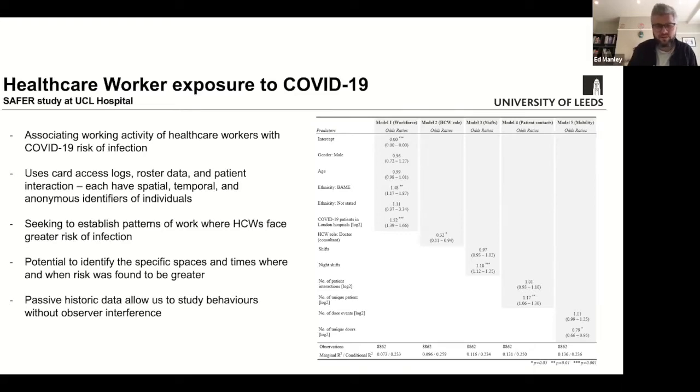And because it's historic data, we can do this without intervention, without causing interference within the treatment of patients or interference to working patterns. And you can see some of the results. These are very preliminary results, so I don't want to dwell on them too much, but we can start to see things like night shifts coming out as representing a higher risk for healthcare workers, and obviously the number of patients they interact with as well. But we can, as I say, with this early work, start to build this out over space and time.